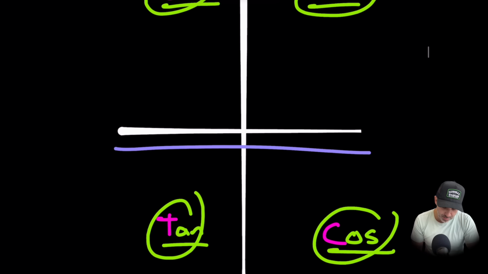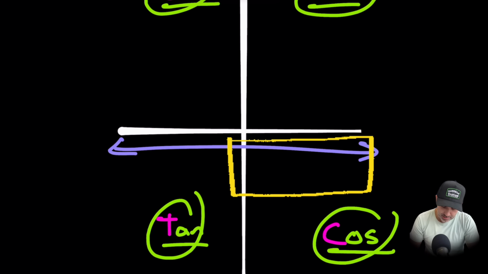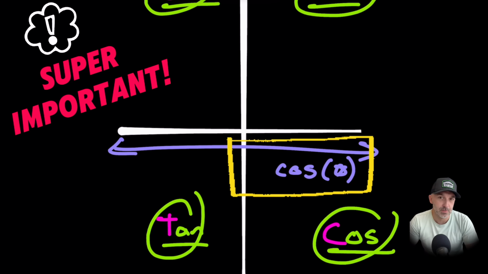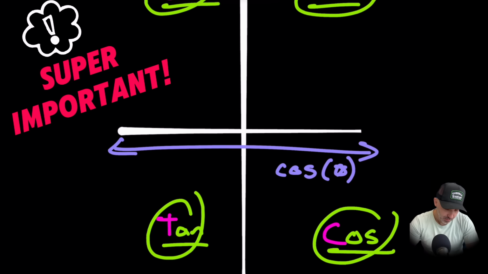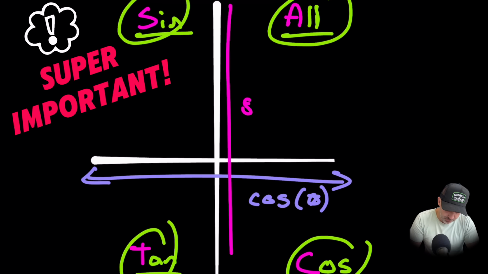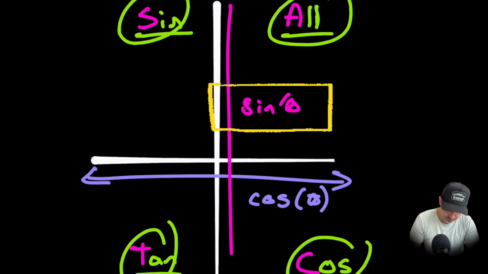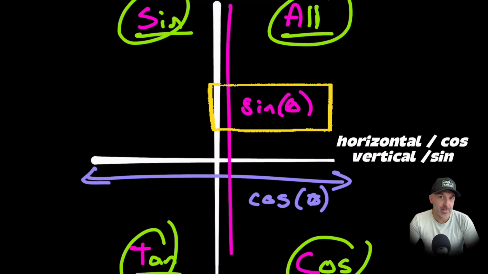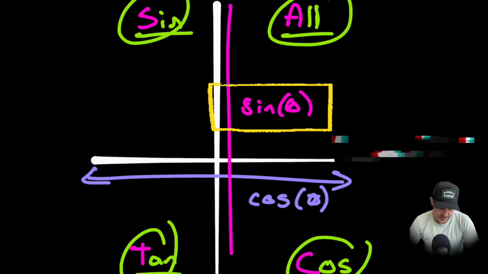The last thing we're going to talk about on this particular page is that we must always remember that the horizontal axis is related to cos theta. Okay, that is super important. Horizontal is cos. Vertical, the y-axis in this sense, is always going to be related to sine theta. So always remember that: horizontal cos, vertical sine.